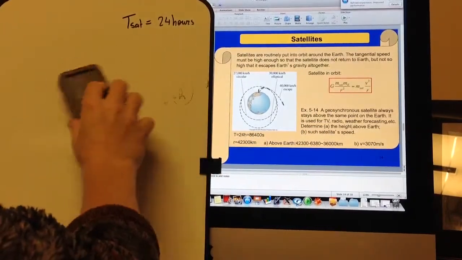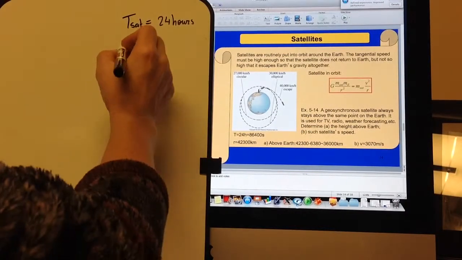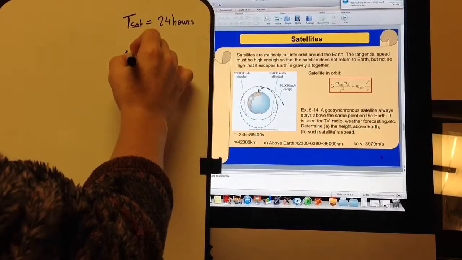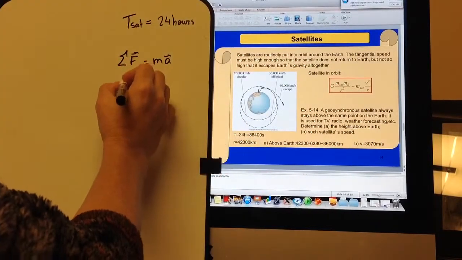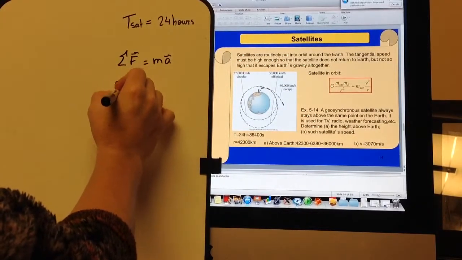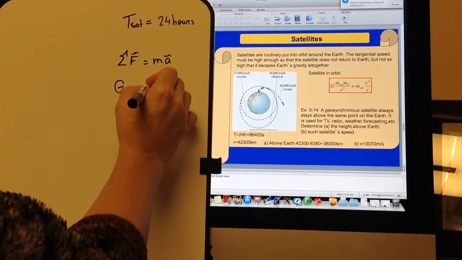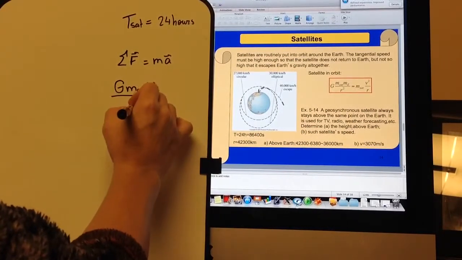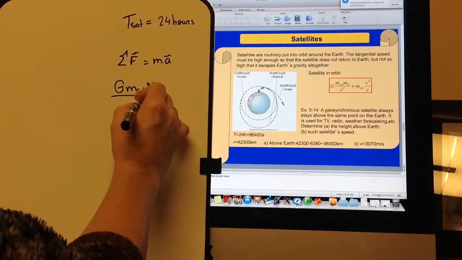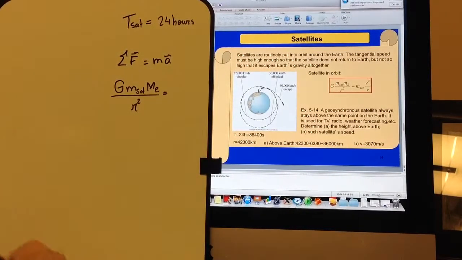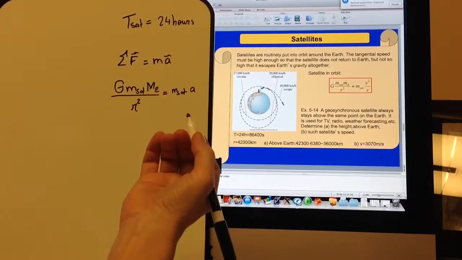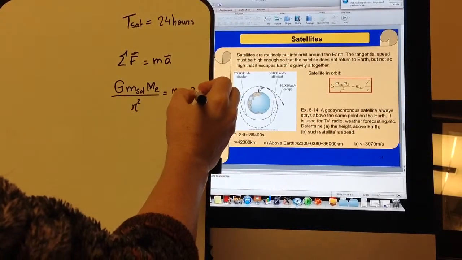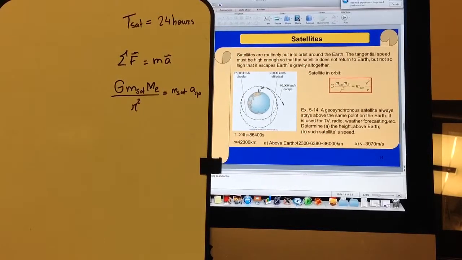So how are we going to solve this problem? We are going to use again Newton's second law: the sum of all the forces is equal to ma. What are the forces here? We are studying the satellite, so what force is this satellite feeling? Gravitational force, and this is the only one. So this is the net force, which is big G times the mass of the satellite times the mass of Earth, divided by the distance between the center of Earth and the center of the object squared, and this is equal to ma. And what is ma? The mass of the satellite times a. Which a is that? It's the centripetal acceleration, because we have this uniform circular motion.